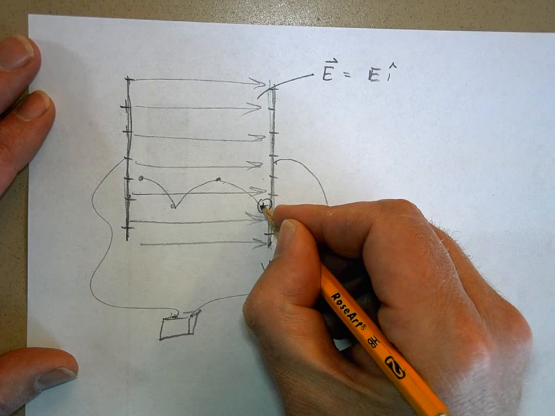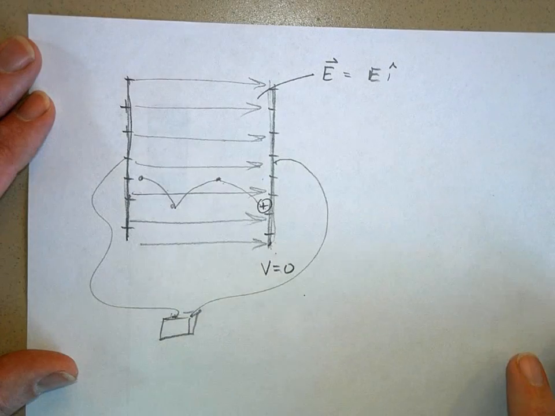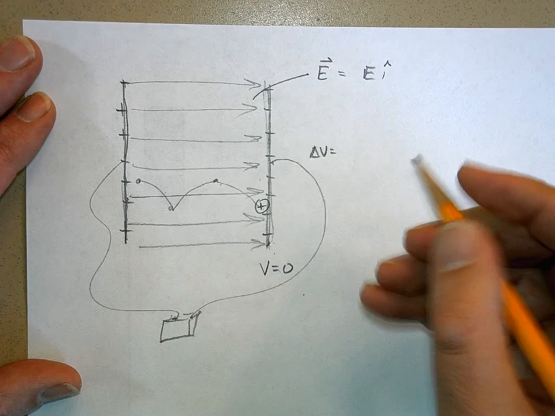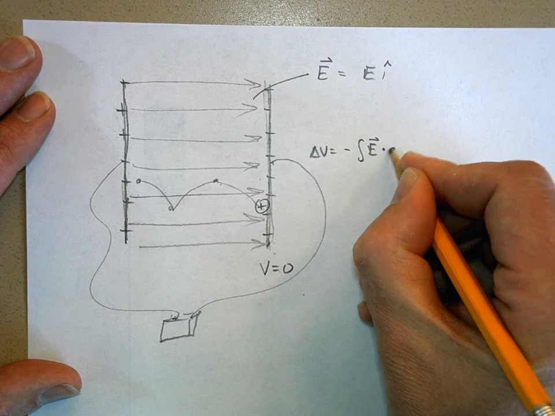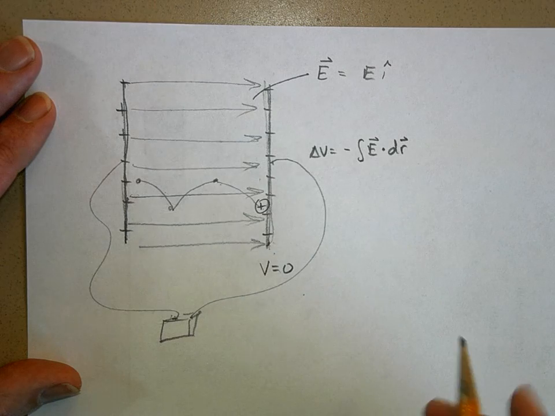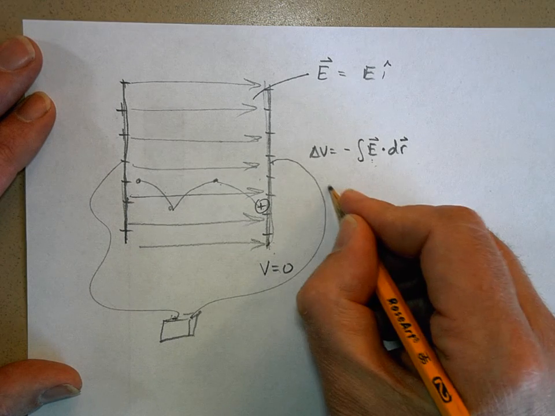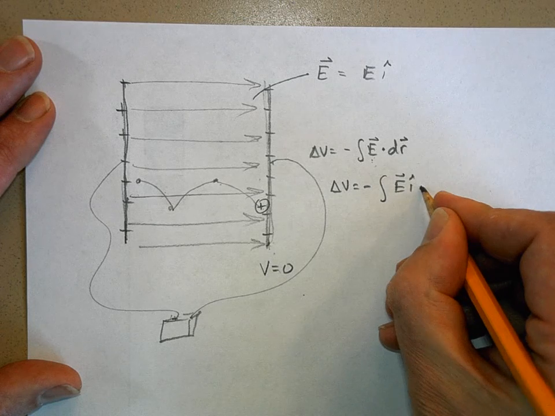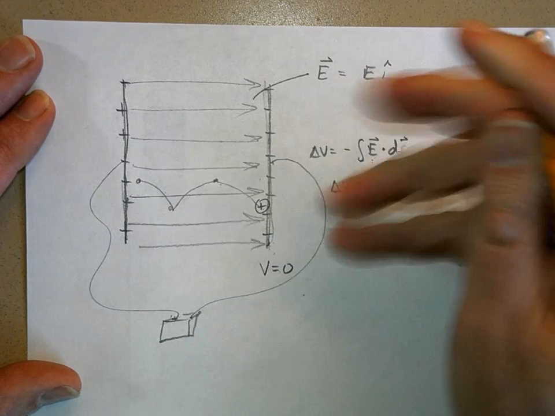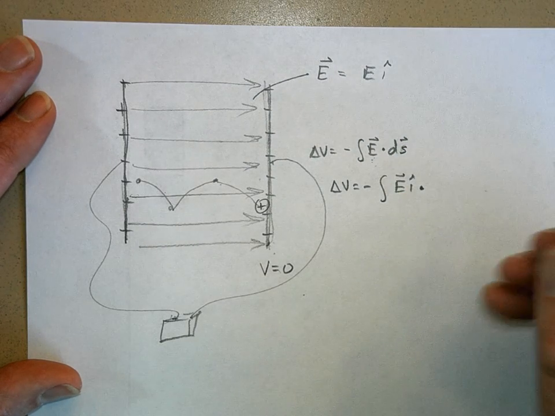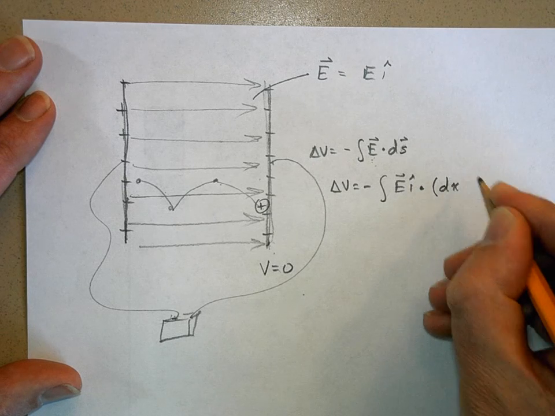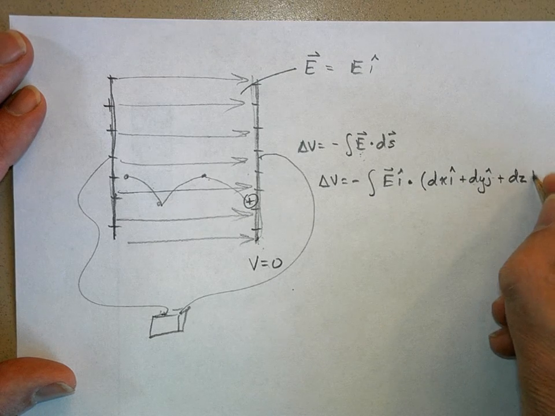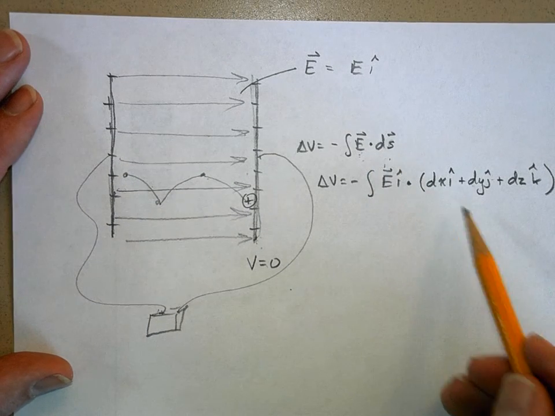Now, because the electric field is uniform, I can say that delta V is going to be equal to negative E dot dr. But when I look at this, what is E? It's E in the i hat direction, dot dr, or I'm sorry, I should call it ds. Let's call it ds, because r is confusing. Now, what is ds, by the way? Ds is dx in the i hat direction plus dy in the j hat direction plus dz in the k hat direction, right? I mean, a little three-dimensional displacement has an x, y, and z component to it, right?